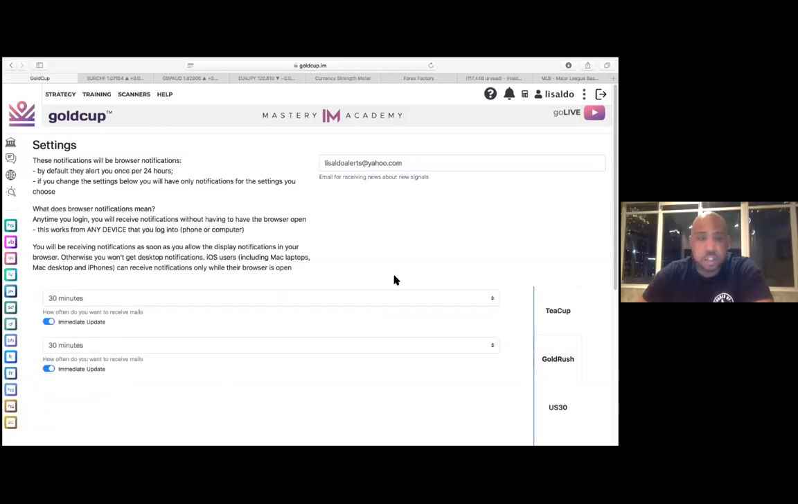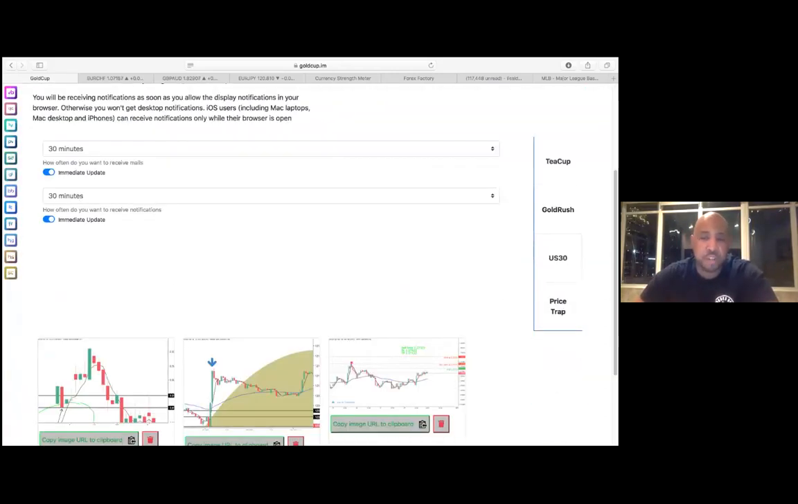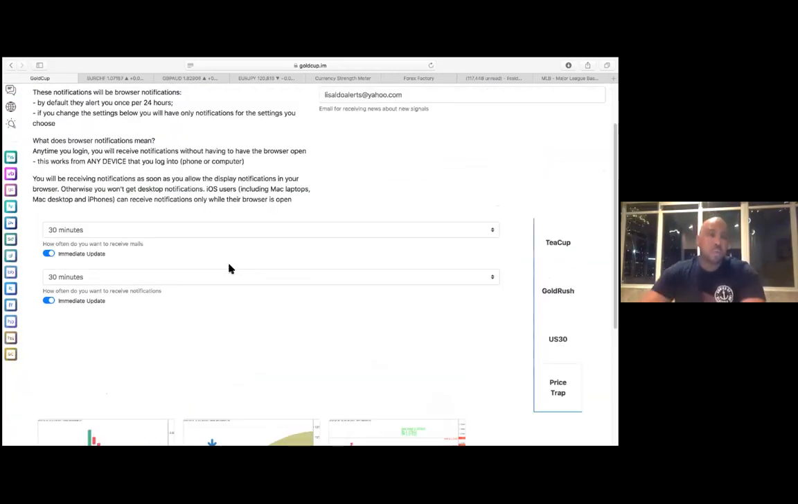Now for Gold Rush, same thing. You want the alerts every 30 minutes. Now this is via email, but they usually come in within the first 5 minutes, honestly. But make sure these boxes are checked in blue every 30 minutes. For US 30, same thing. You know how that pair moves. It moves kind of fast, so you want to get the alert right away. And Price Trap with Christopher Derrick, you want to get it every 30 minutes.